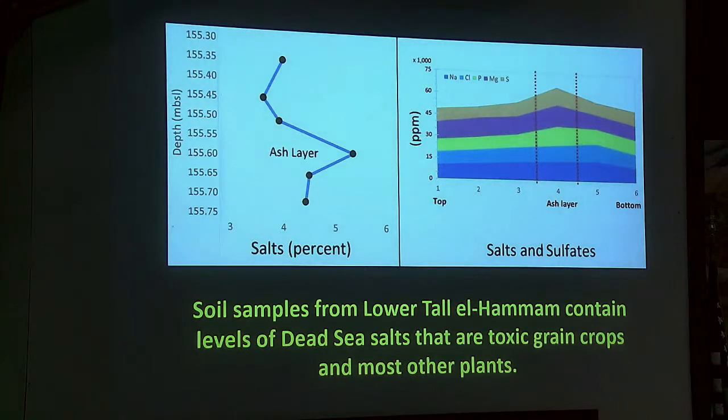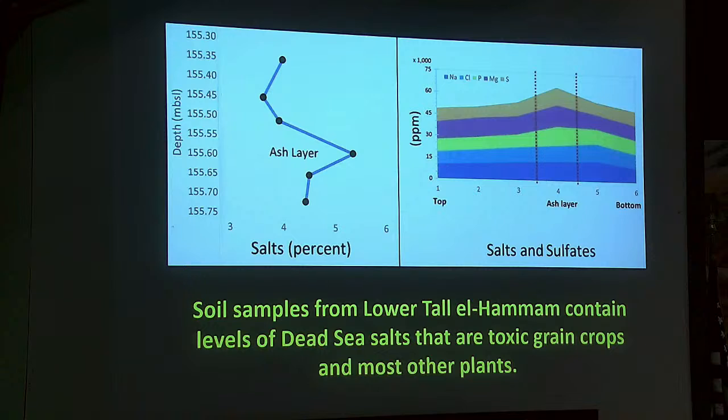All right. So what we see on the left is going from sample, the top one is above the destruction layer, the bottom one is below the destruction layer. That peak, sample number 4, is the destruction layer. And what we're seeing is that if you just take a combined look at the salt and sulfates, we have 6% salt content in the destruction layer, and then it quickly tapers off down to 5, 4, and then 3.